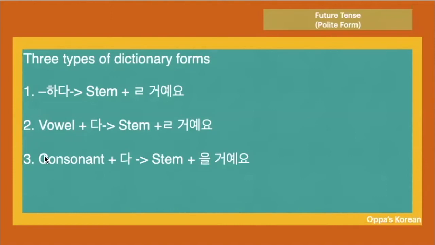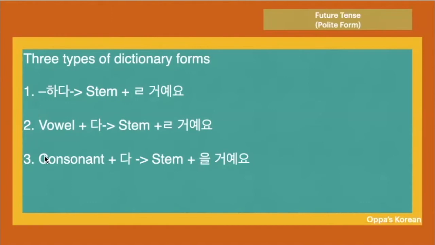When you conjugate a verb, you should know the dictionary form of the verb, and then find the stem of the verb. All Korean verbs end with 다. To find the stem, you just drop 다, and then the remaining part is the stem of the verb. And then put the proper ending.